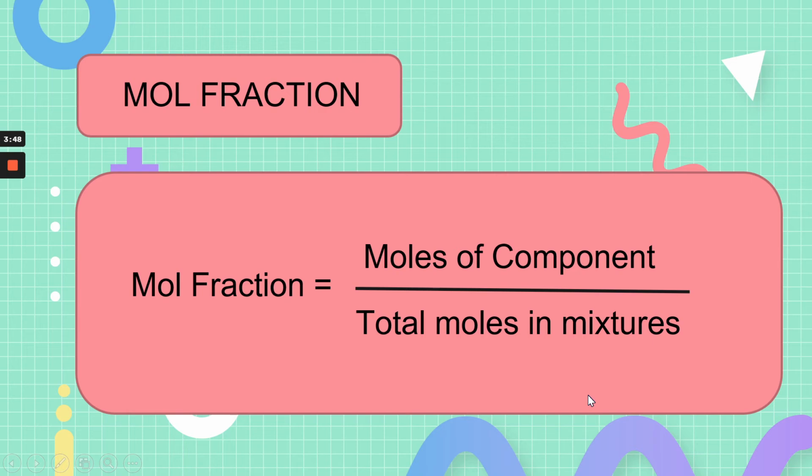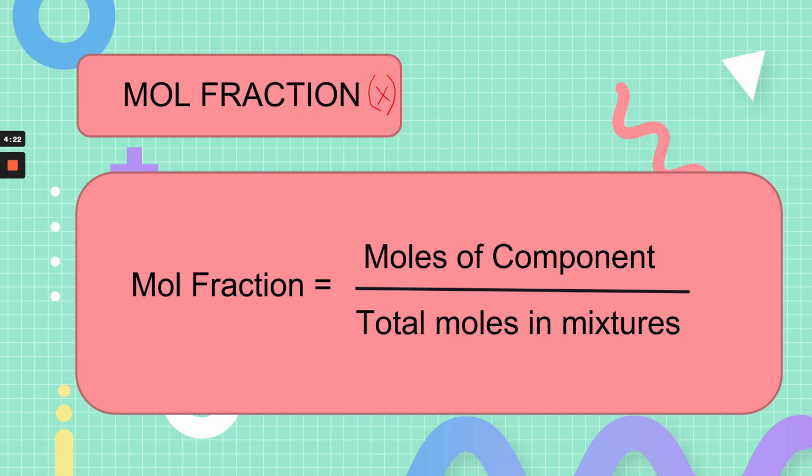The concentration of any individual component in a gas mixture is usually expressed as a mole fraction. For mole fraction, we use the symbol X. Mole fraction is defined as the number of moles of the component divided by the total number of moles in the mixture.